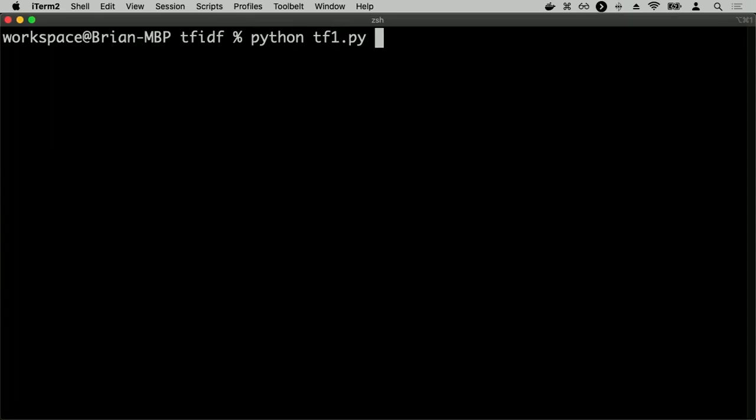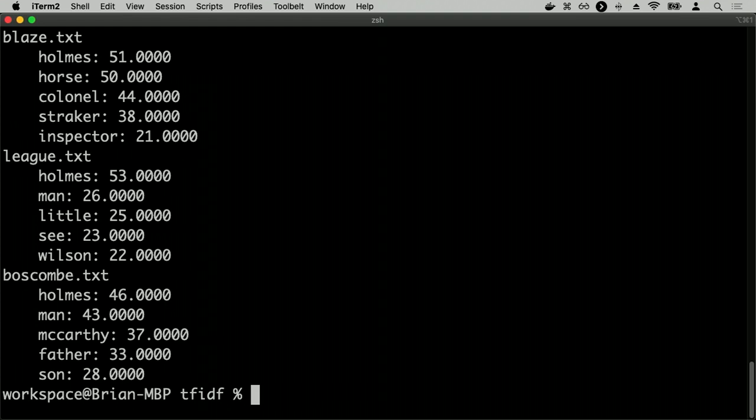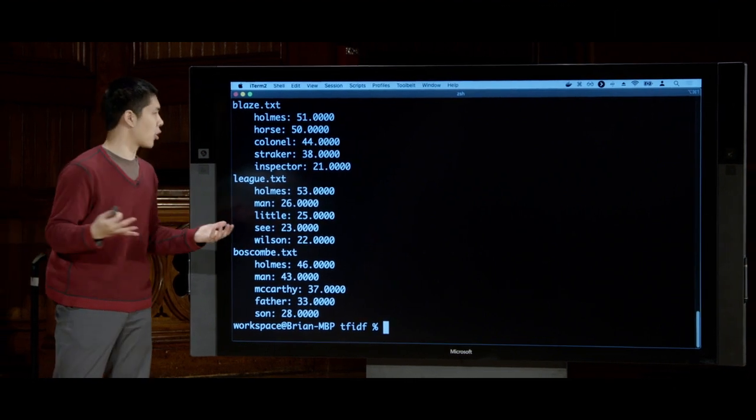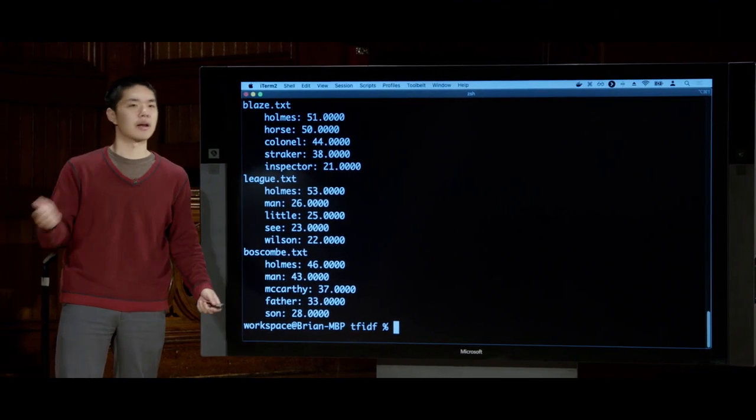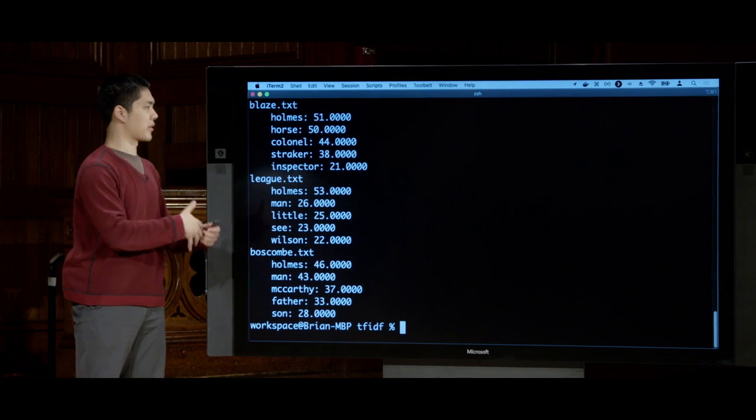So now let's run tf1 on the Sherlock Holmes corpus and see what we get now. And let's look at what is the most important term in each of the stories. Well, it seems like for each of the stories, the most important word is Holmes. I guess that's what we would expect. They're all Sherlock Holmes stories. And Holmes is not a function word. It's not the or a or an, so it wasn't ignored.